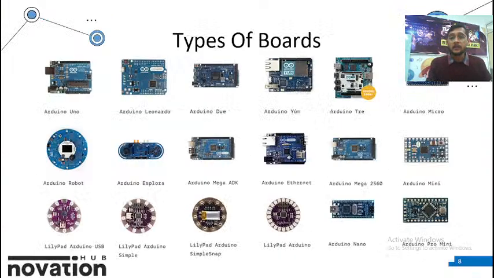Okay. Now, the next thing is types of boards. How many types of boards are available to use as an electronics development board? You can see on the screen, there are a lot of types of boards available. You can use any one for your project, for your purpose, for your application. You can try it, you can learn the things. Okay. So for example, the first one is Arduino Uno.